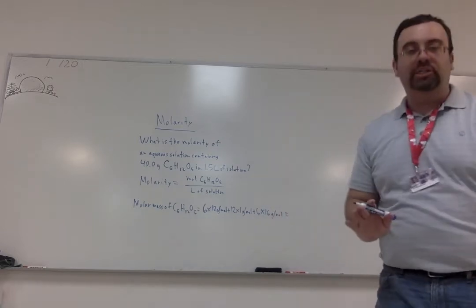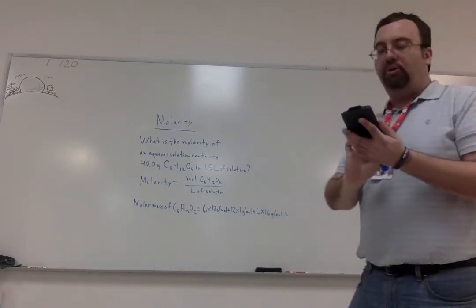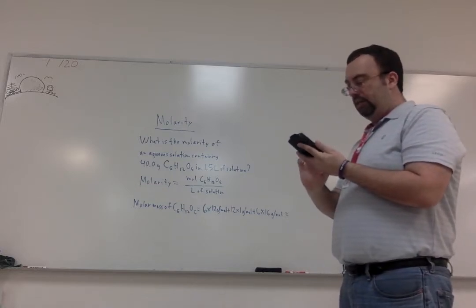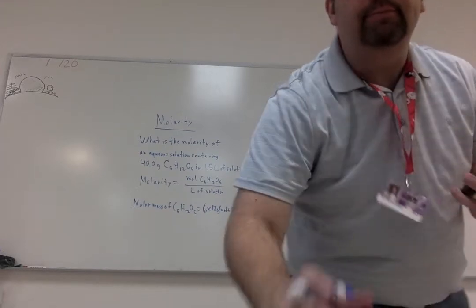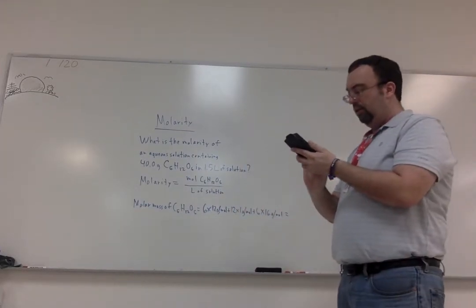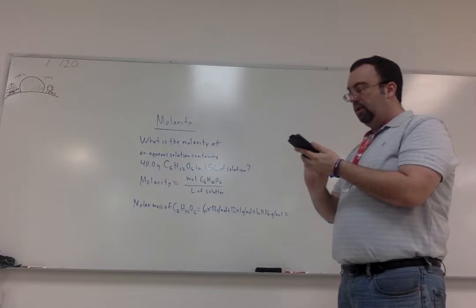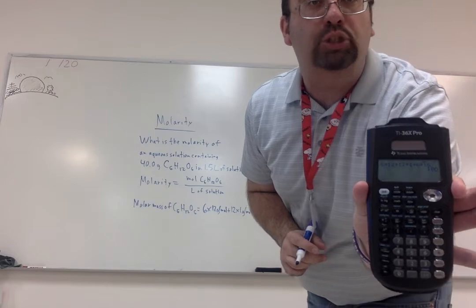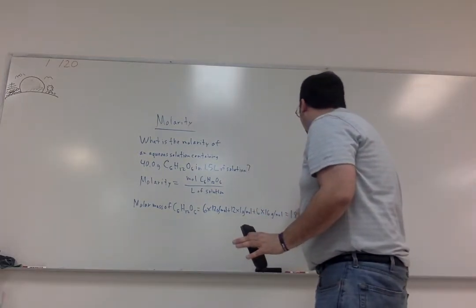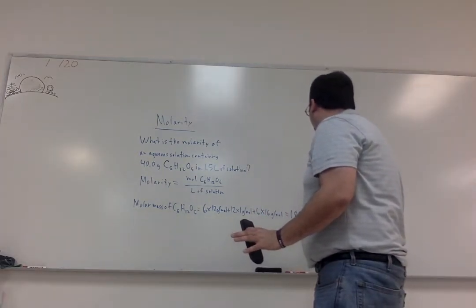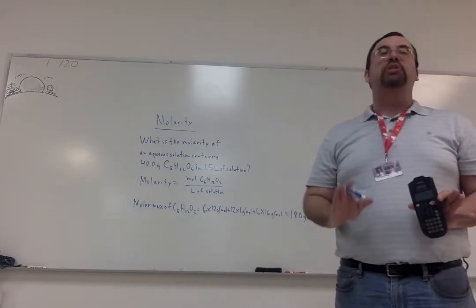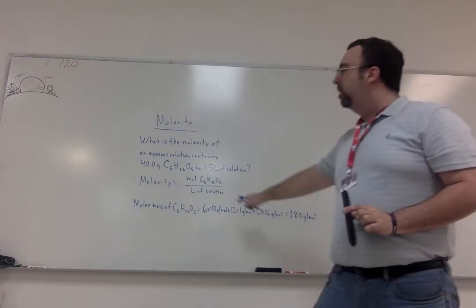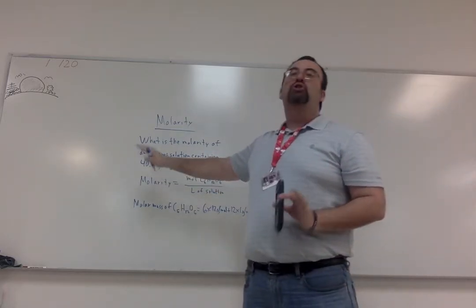And so we'll plug this in our calculator to calculate first the molar mass of the glucose. And so I'm going to go ahead and do that. And so when I push this in my calculator, I see that I end up with 180 grams per mole. All right, so I've calculated first the molar mass of glucose. I'm going to use this as a conversion factor to go from grams of glucose to moles of glucose.